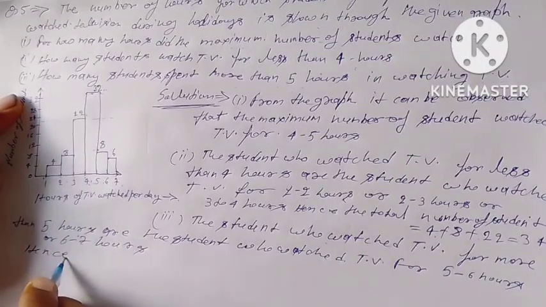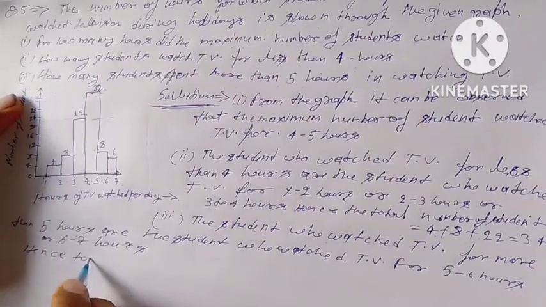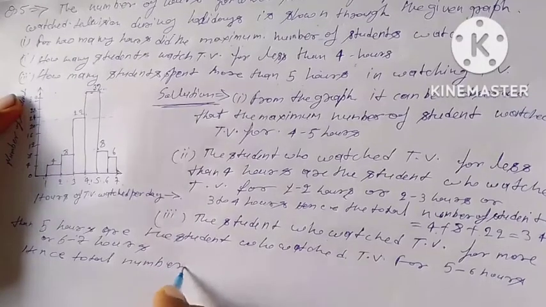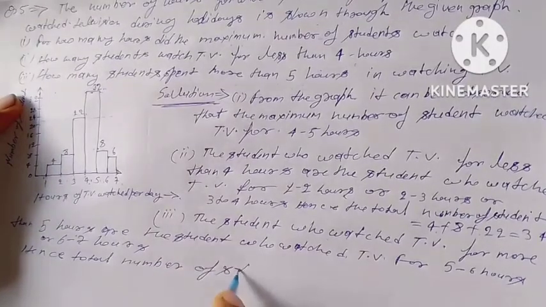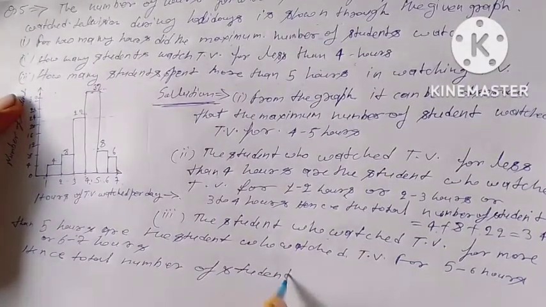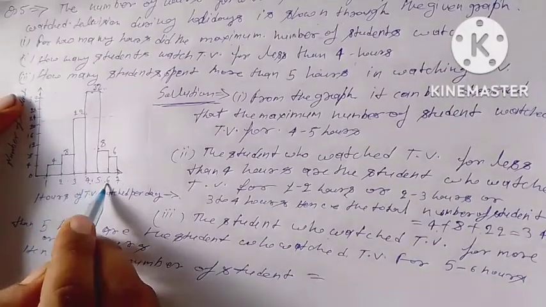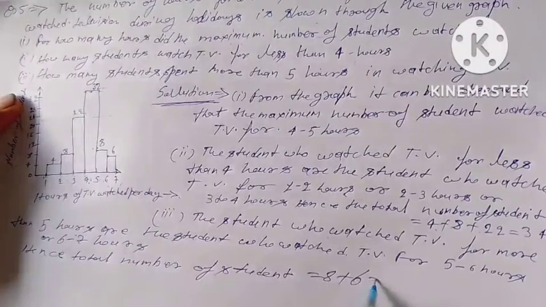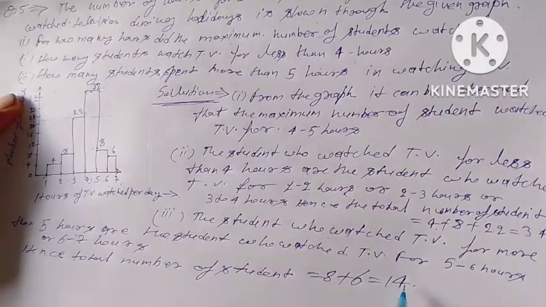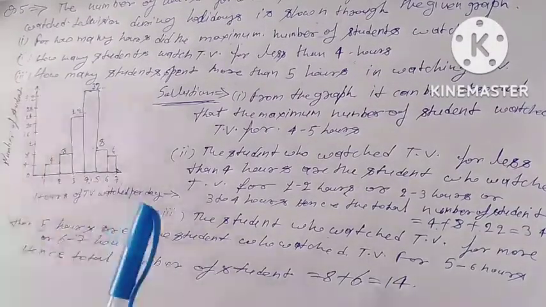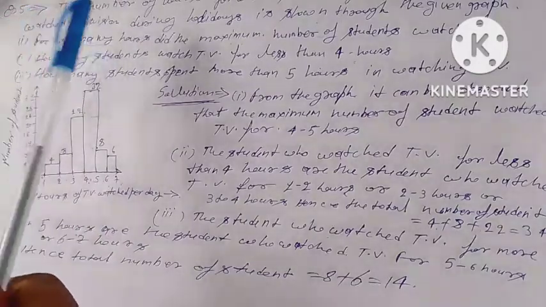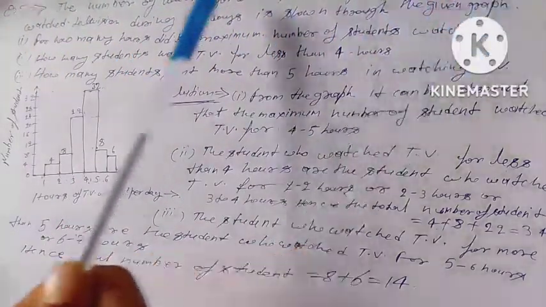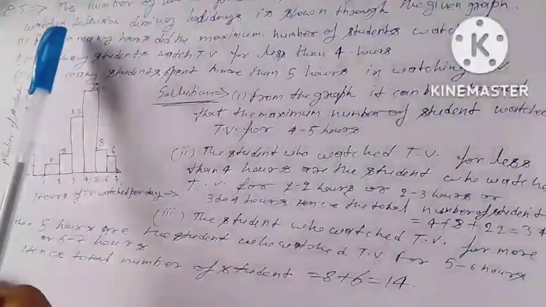Hence, the total number of students equals 5 to 6 hours, 8 students, plus 6 to 7 hours, 6 students. That means 14 students. Okay?